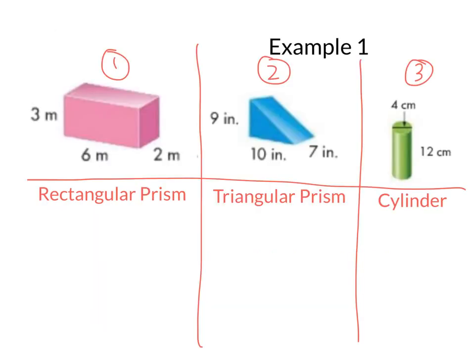For example 1, number 1, we're finding the volume of a rectangular prism. We know that first we're going to find the area of the base, which is width times length. 6 times 2, that's 12 meters squared. Then we're going to multiply it by the height, which is 3 meters. We get 12 times 3, we get 36 meters cubed. So this is 36 cubes that would be a meter big each.